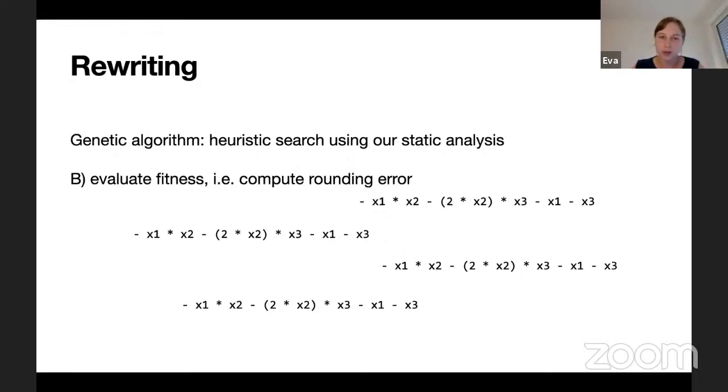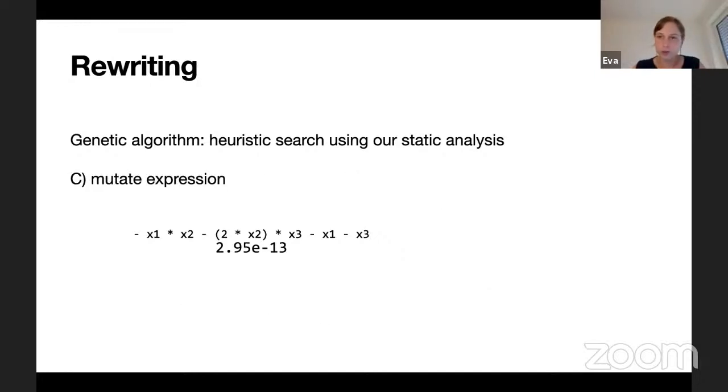Then we do this evolution of expressions based on their fitness. So usually the fitter an individual is, the more likely that individual is to reproduce in the theory of evolution, and we'll do a similar principle here. So the smaller the rounding error is, the fitter an expression is, and the more likely it is to continue being in our population. And we will use our static error analysis to compute the rounding error. Since we started with all the same expressions, the errors are all the same initially.